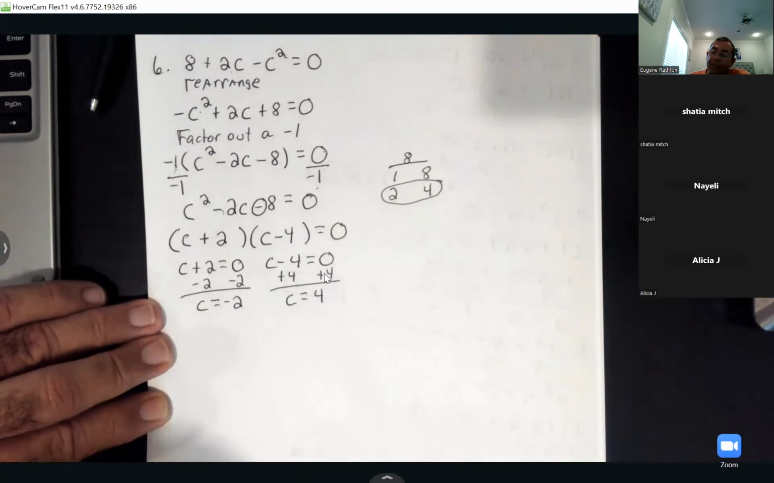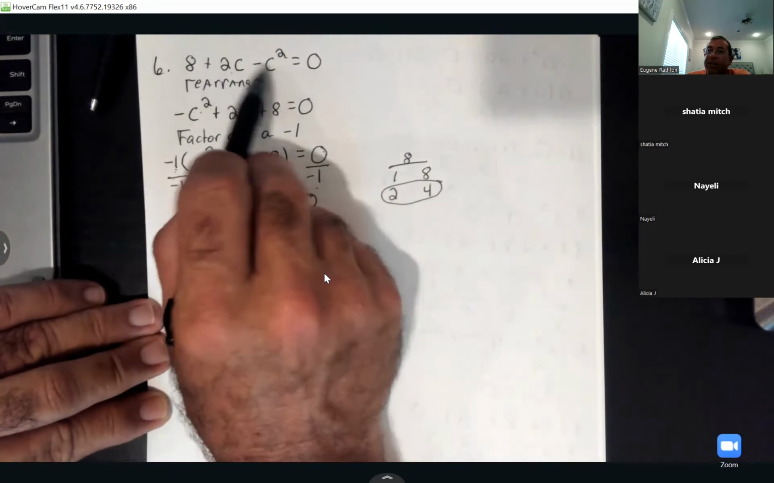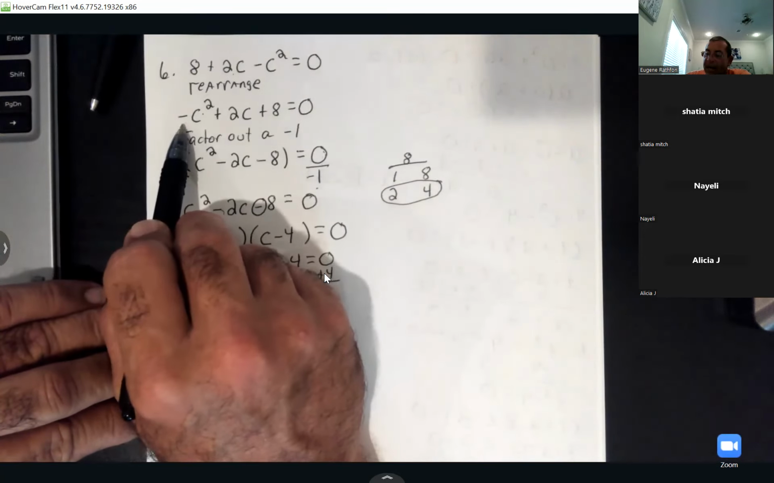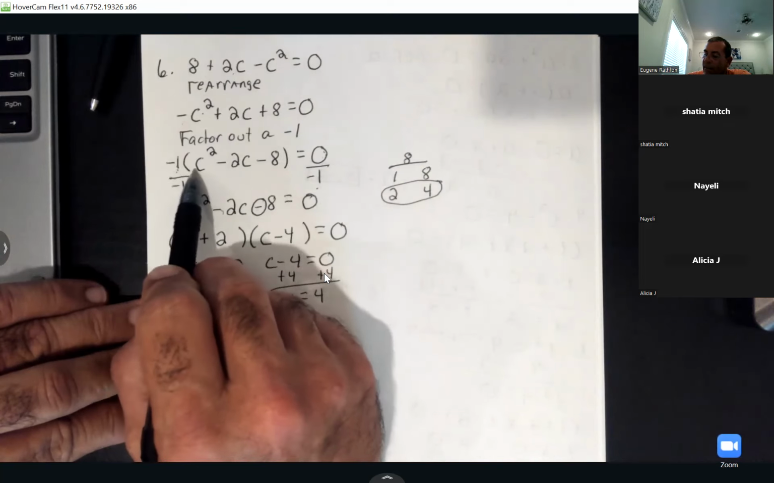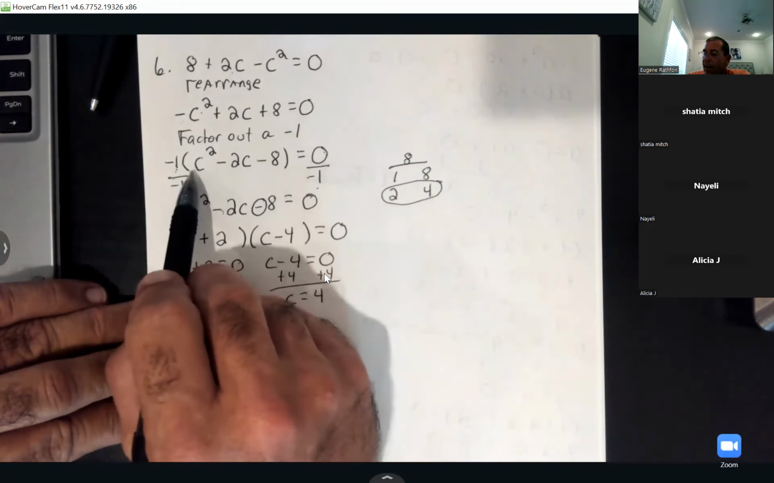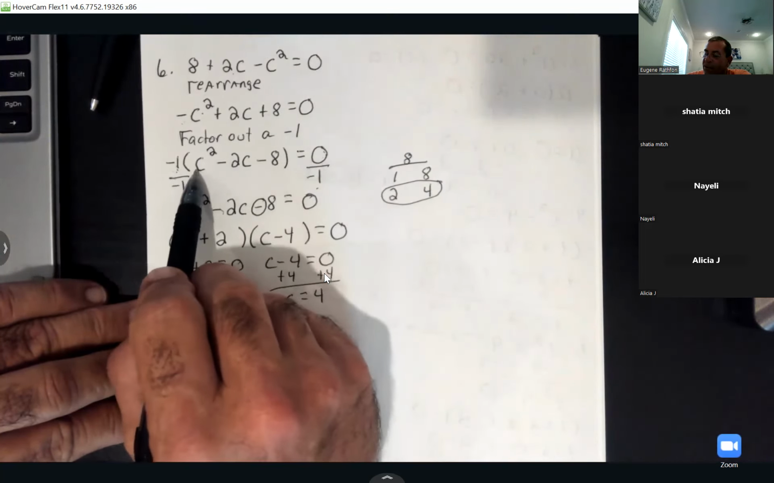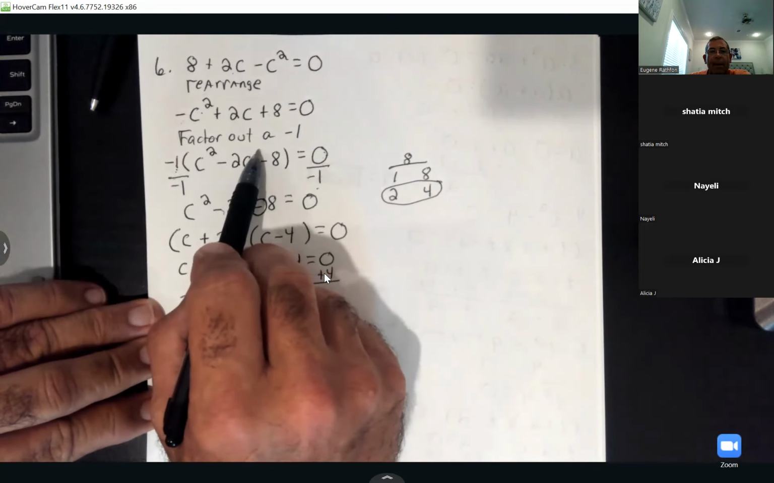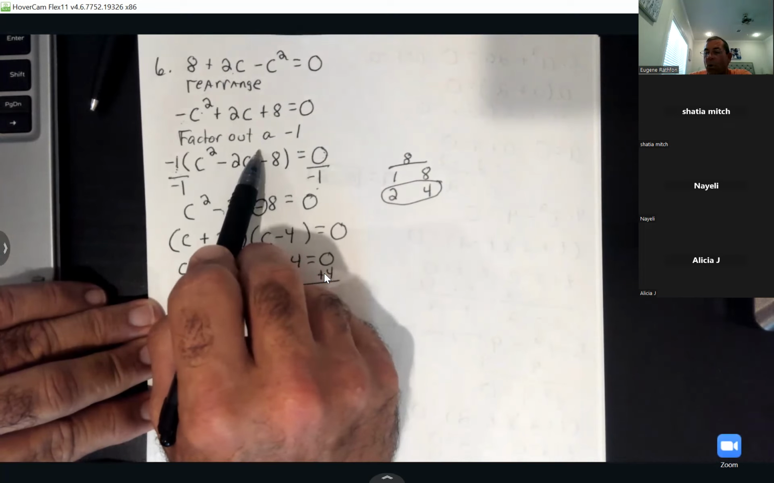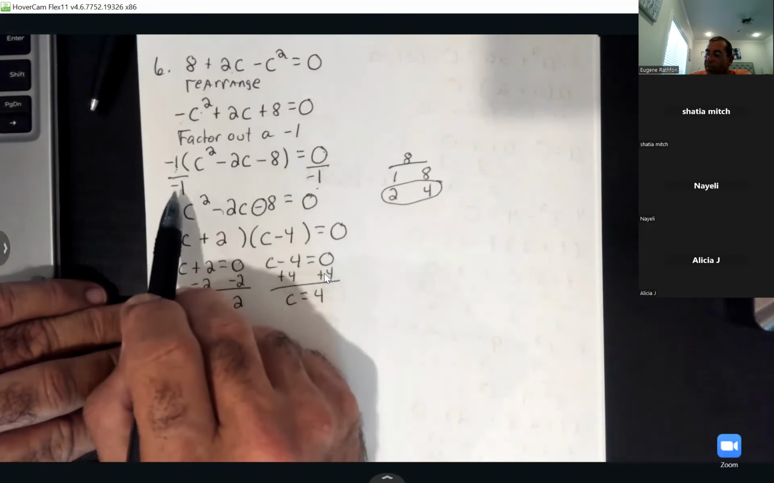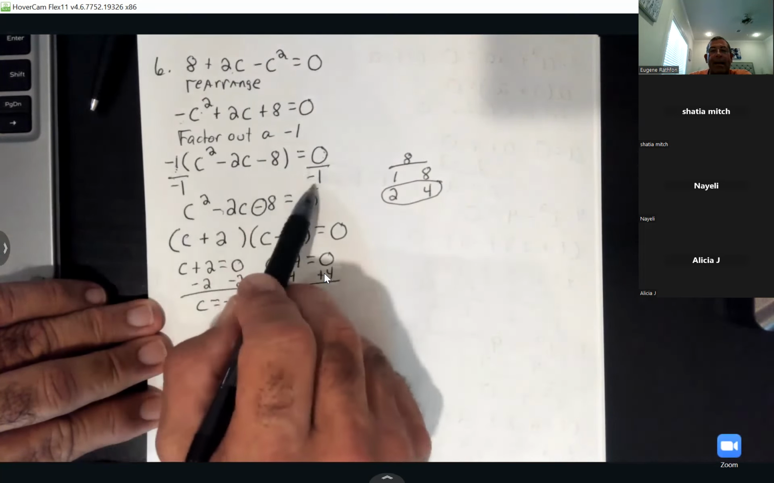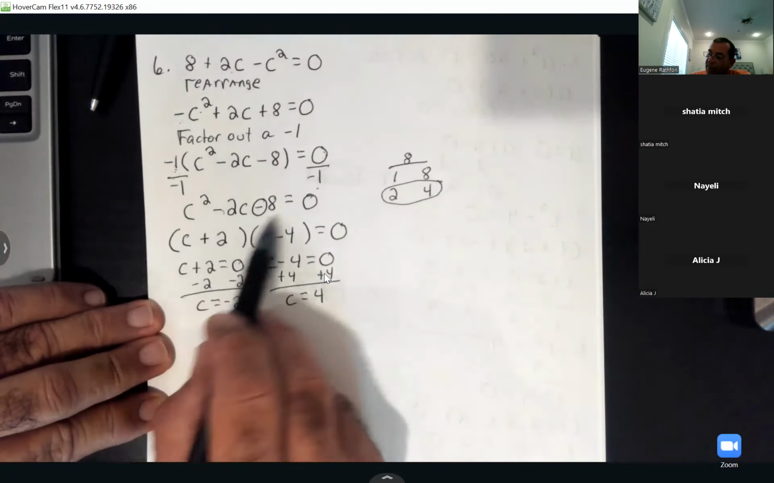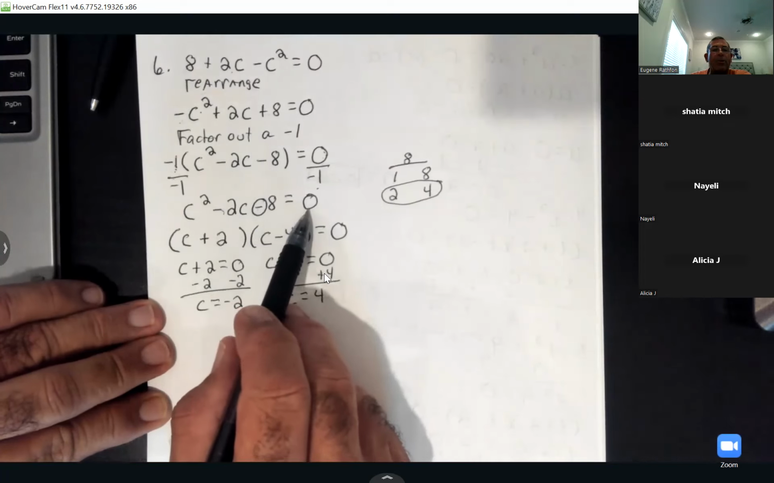So y'all, the moral of this one was rearrange it first and then factor out that negative 1. And remember, the negative 1, when you factored it, changed all the signs inside these parentheses. But now, since it was an equation, I can get rid of that negative 1 by dividing both sides by that negative 1. And all that was left was my parentheses, and I set that equal to my 0.